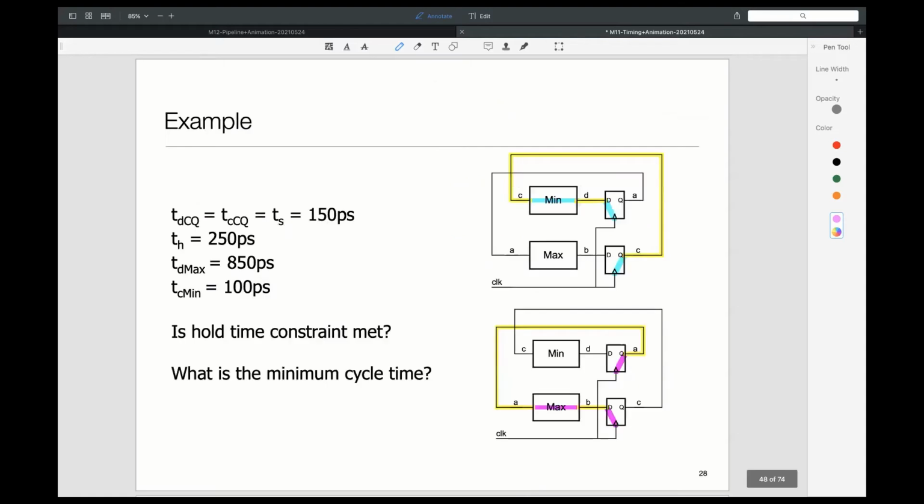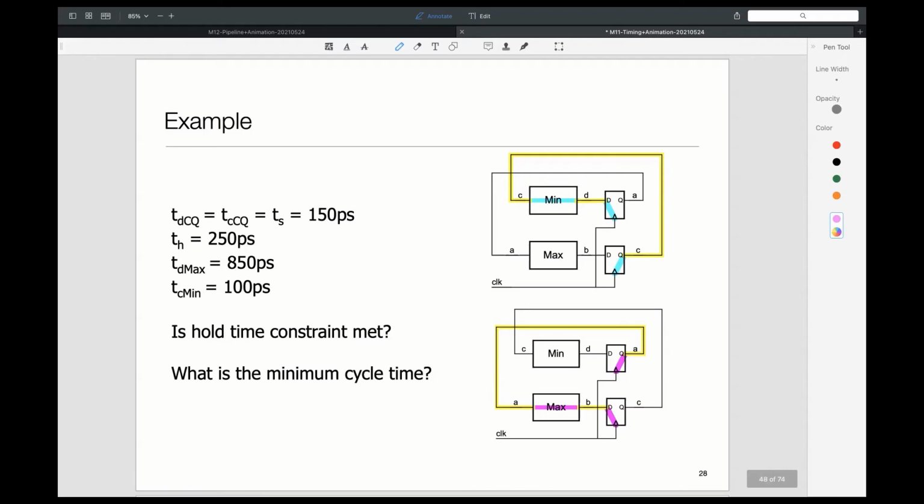Okay, so let's pick up some examples up here. Let's say I have the same circuit, and I tell you TDCQ and TCCQ, the propagation delay and contamination delay in the flip-flop, as well as the setup time, are all 150 picosecond. Hold time is 250 picosecond. TD max, which is the propagation delay through the max combination logic block, is 850 picosecond. And TC min, which is the contamination delay through the upper combination logic block, is 100 picosecond.